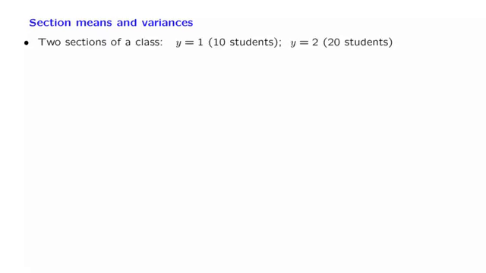We have a class, and that class consists of 30 students in total who are divided in two sections, the first and the second section. Let xi be the score of student i, let's say the final grade in the class.